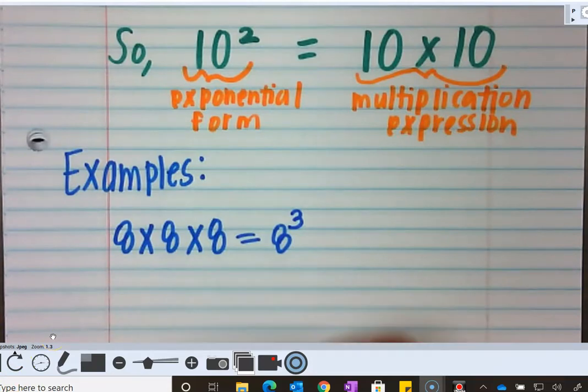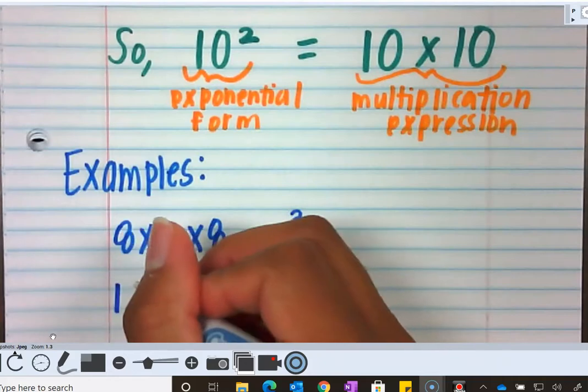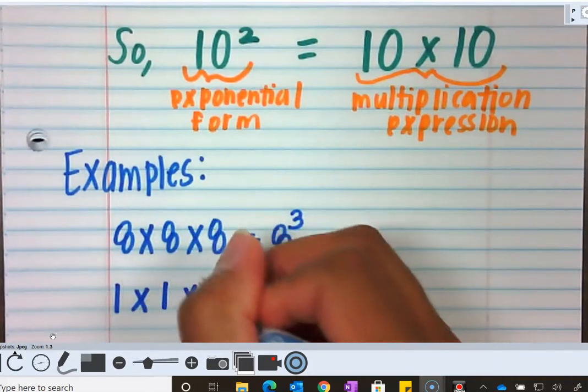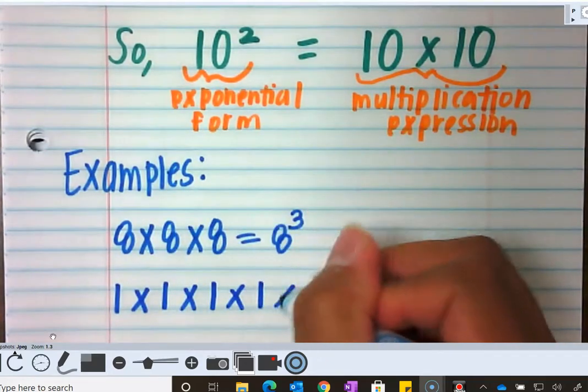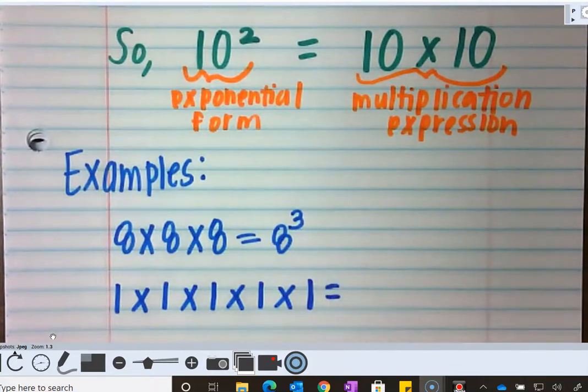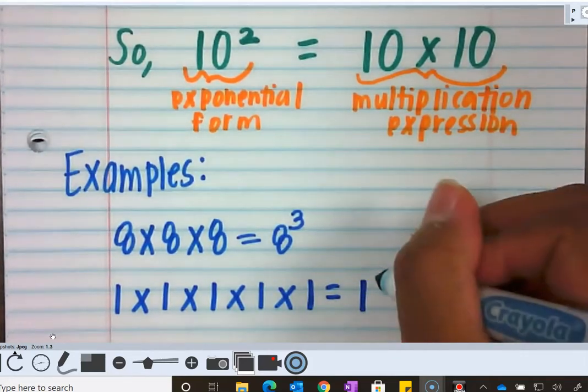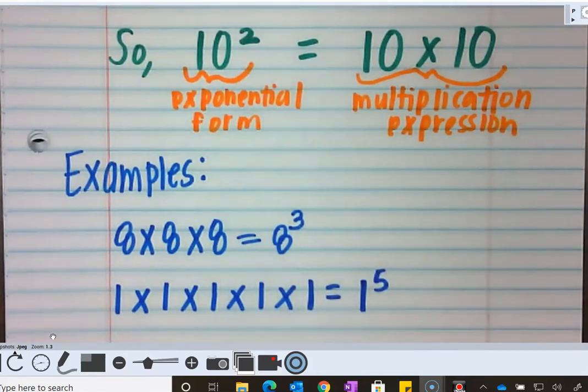Let's try another one. Let's say we had 1 times 1 times 1 times 1 times 1. All right, well, our factor is 1, so our base is 1. And how many times did we multiply 1 to itself? 5 times. 1 to the 5th power.